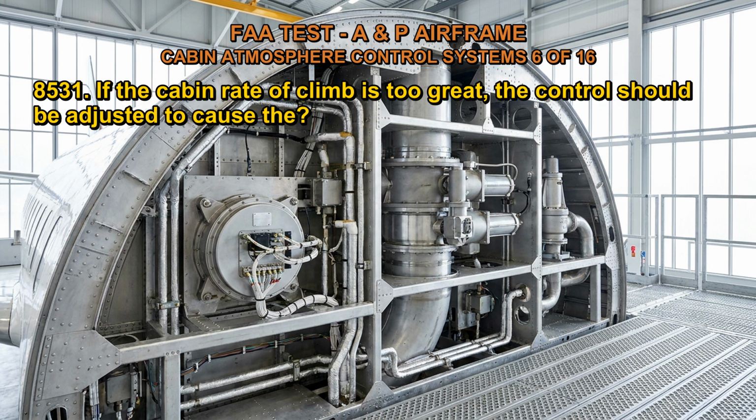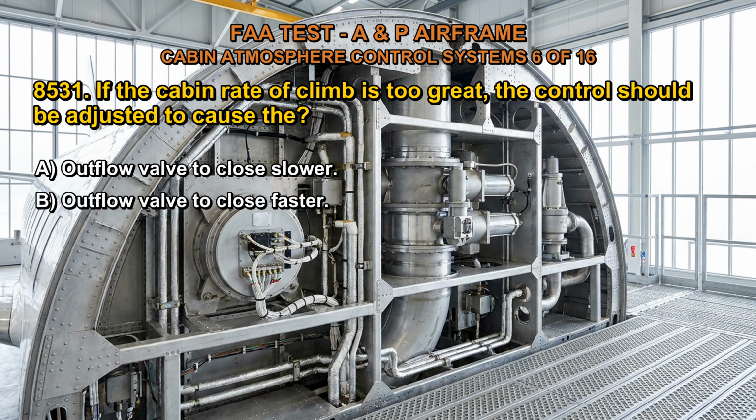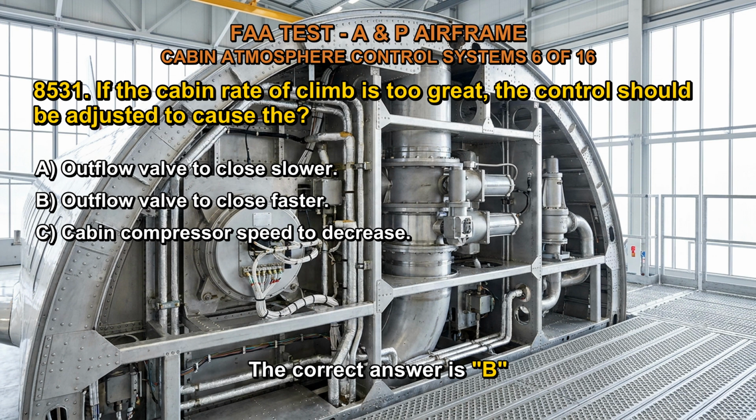8531. If the cabin rate of climb is too great, the control should be adjusted to cause the: A. Outflow valve to close slower. B. Outflow valve to close faster. C. Cabin compressor speed to decrease. The correct answer is B.